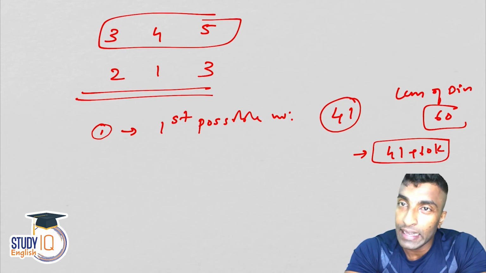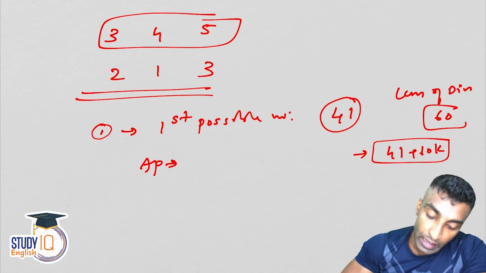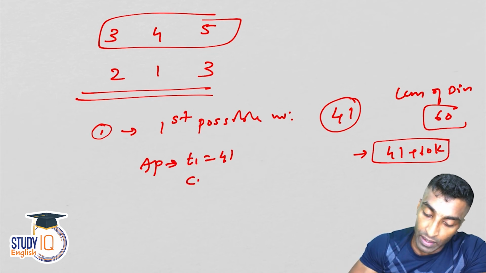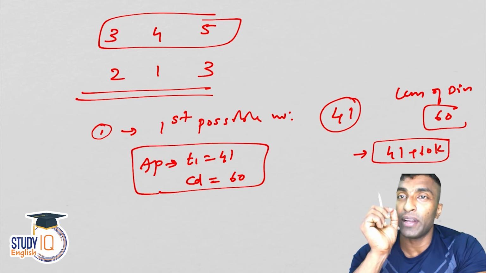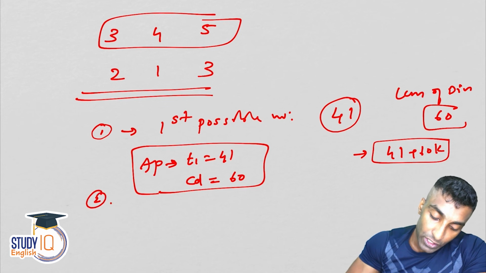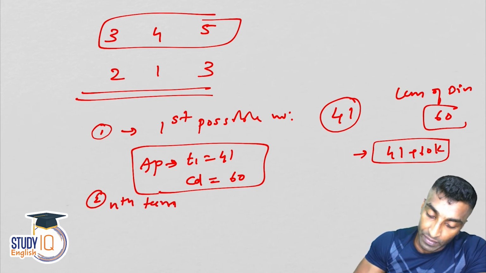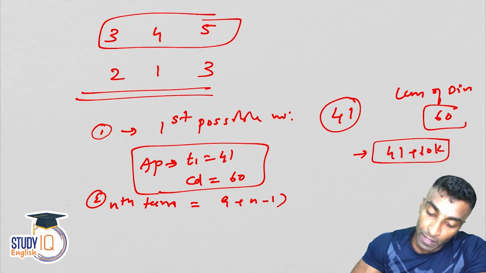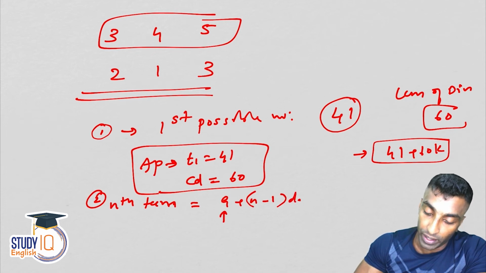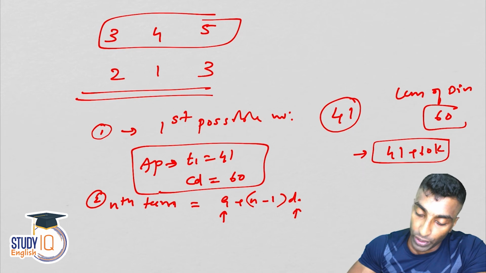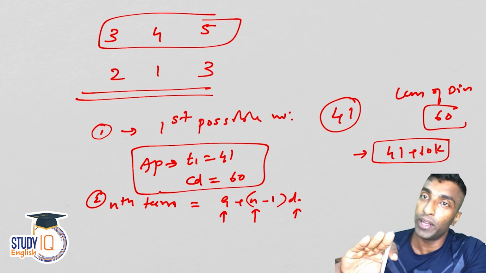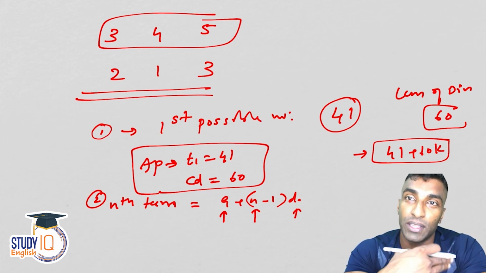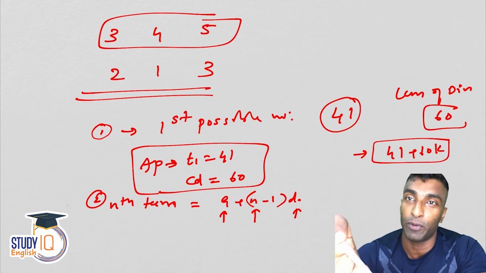So once we get the series, this becomes an AP with first term 41 and common difference 60. Now any question which can be asked from an AP can be asked here. So what are the possible questions which can come? What is the nth term? What is the formula? a plus n minus 1 into d. Do we know a? Yes, 41. Do we know d? Yes, 60. Do we know n? It will be given in the question. So with a plus n minus 1 into d, you will get the answer. Nth term, 100th term, 1000th term, you will get any term. You will not face any problem.